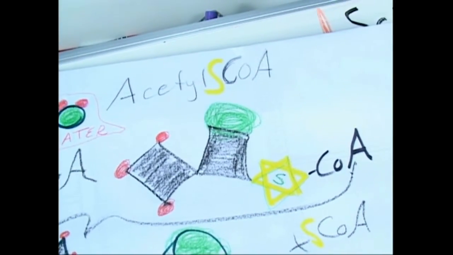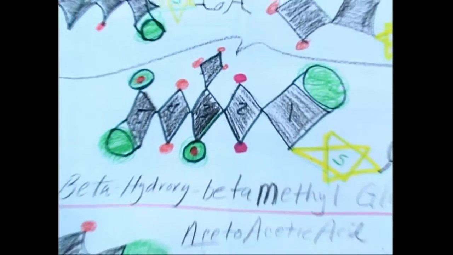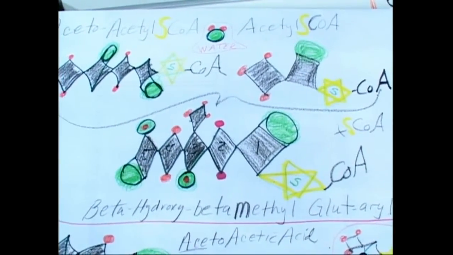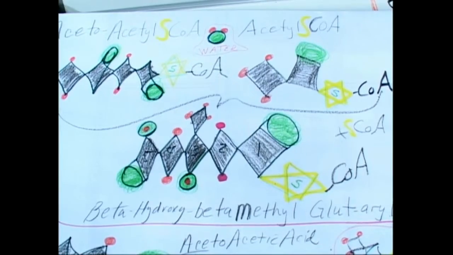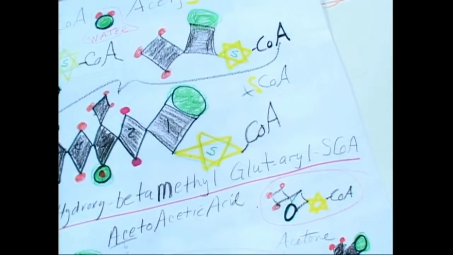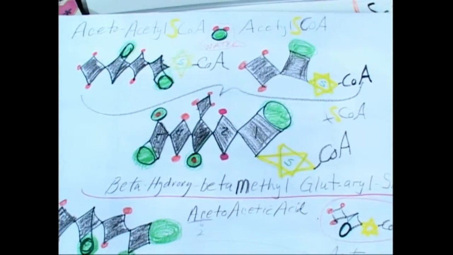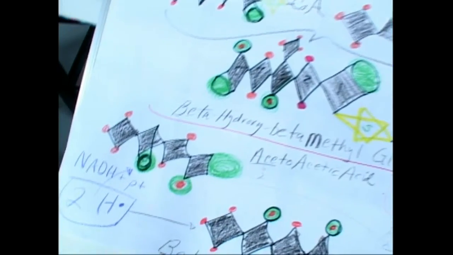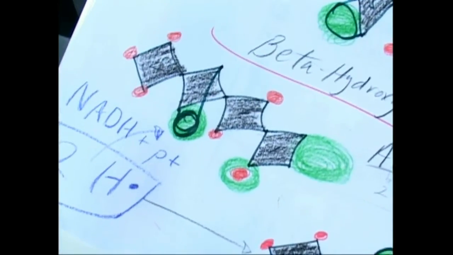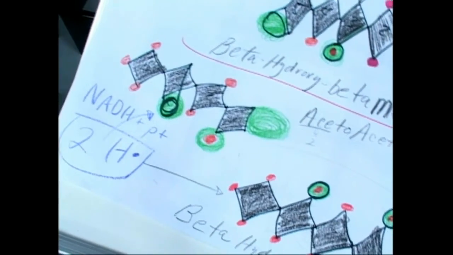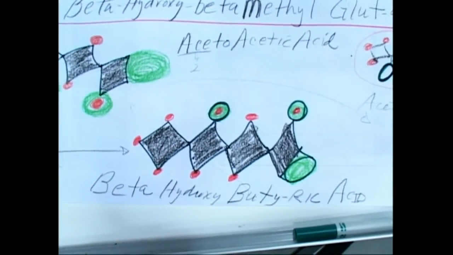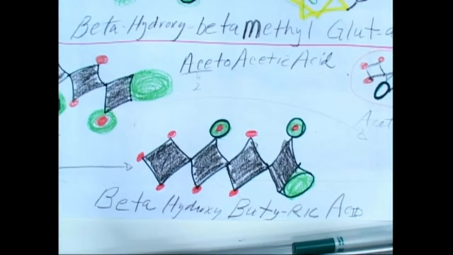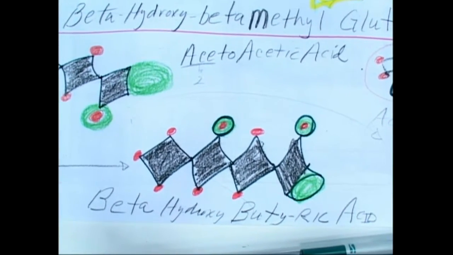AcetoAcetylCoA with water, with just Acetyl-CoA, comes together to form the big beta hydroxy beta methyl glutaryl. 1 CoA takes off. So what are we left with? That there, which can go this way. Beta hydroxy butyric acid, that's the ketone body. You find that in your urine, not so good.